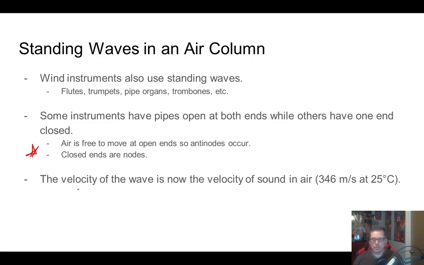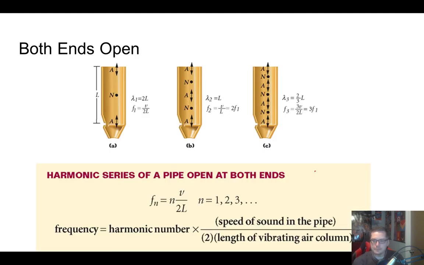The velocity of the wave is the velocity of sound in air, which we define as 346 meters per second at 25 degrees. This is the generally accepted value for the speed of sound at room temperature. So the first one here is when we have both ends open. There's our formula down here.